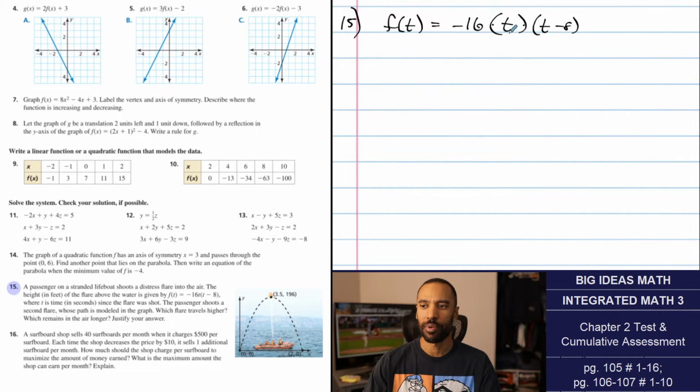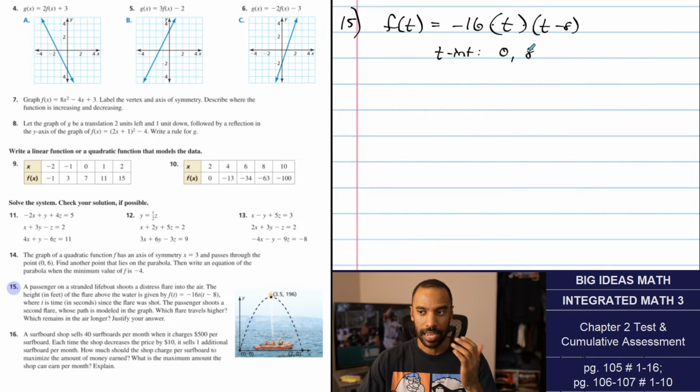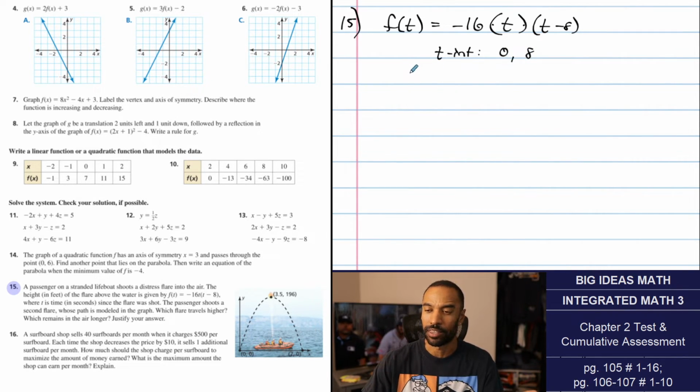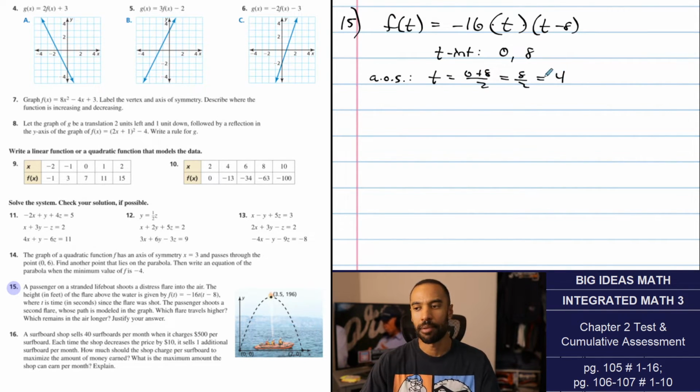So this f of t right here, this is intercept form. Your two t intercepts, which would be the same as your x intercepts, are 0 and 8. Time 0 is the time that this thing was shot. So I guess it's shot from like water level, if you will. And then 8 is when the flare hits the ground. The in-between of this thing, the axis of symmetry, is at t equals the average of 0 and 8, which is 4. 0 plus 8 over 2. At time 4, this thing hits a maximum height.